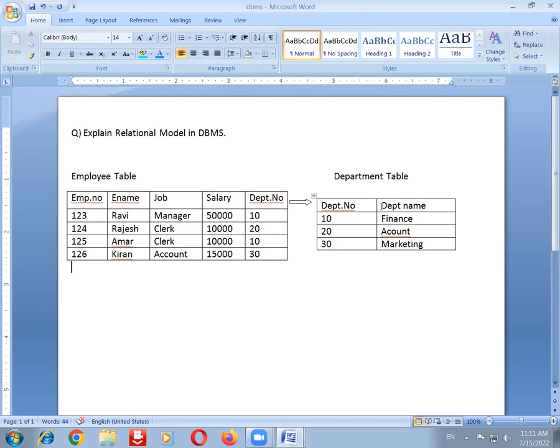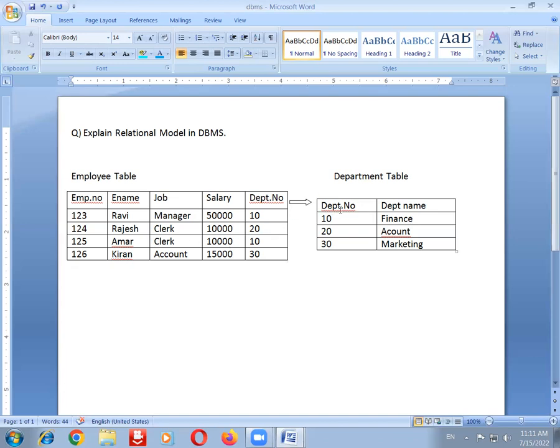For that we have to create one more table. When working between two tables, we need to create a relationship. Only then is it possible to access the proper data. So here the department name is created, and after creating a relationship between the two tables, we can easily access the proper data.